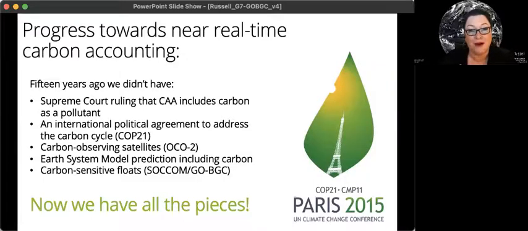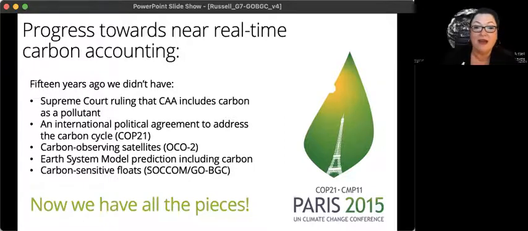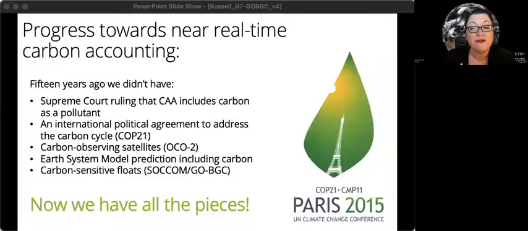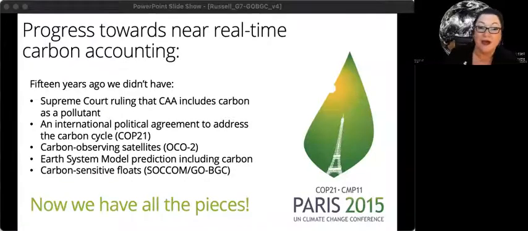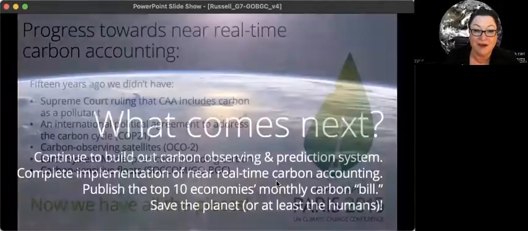We need to make progress towards near real-time carbon accounting that will help us make wise decisions about our global atmosphere and our impact on it. So 15 years ago, we didn't have a Supreme Court ruling that the Clean Air Act here in the United States includes carbon as a pollutant. We didn't have an international political agreement to address the carbon cycle. We didn't have carbon observing satellites. We didn't have Earth system model prediction, including carbon, and carbon sensitive floats as well. Now we have all these pieces. It is an extraordinary time to be working in this area.